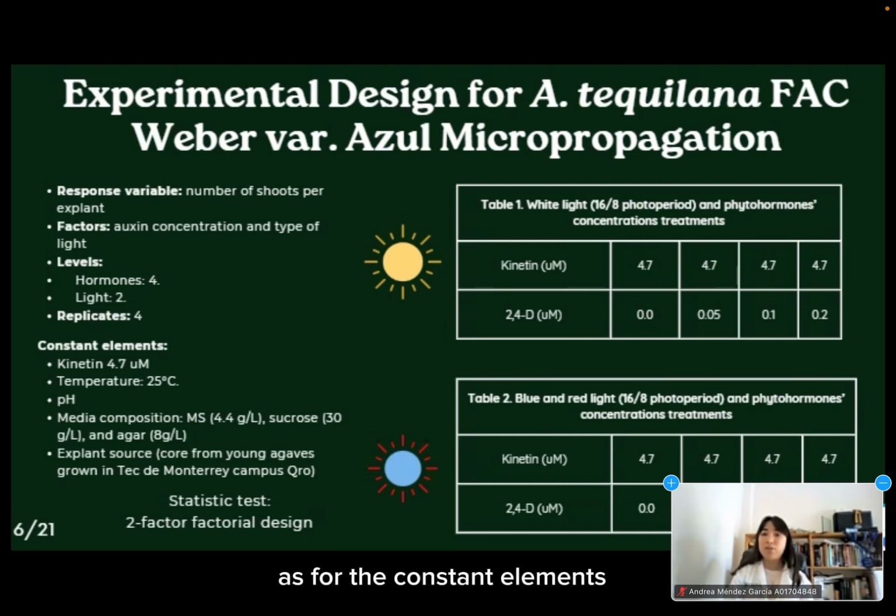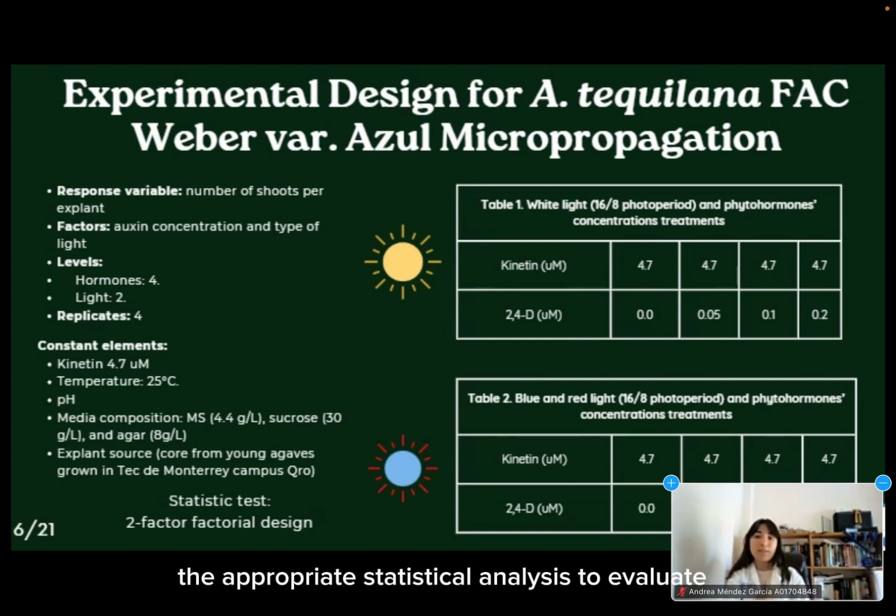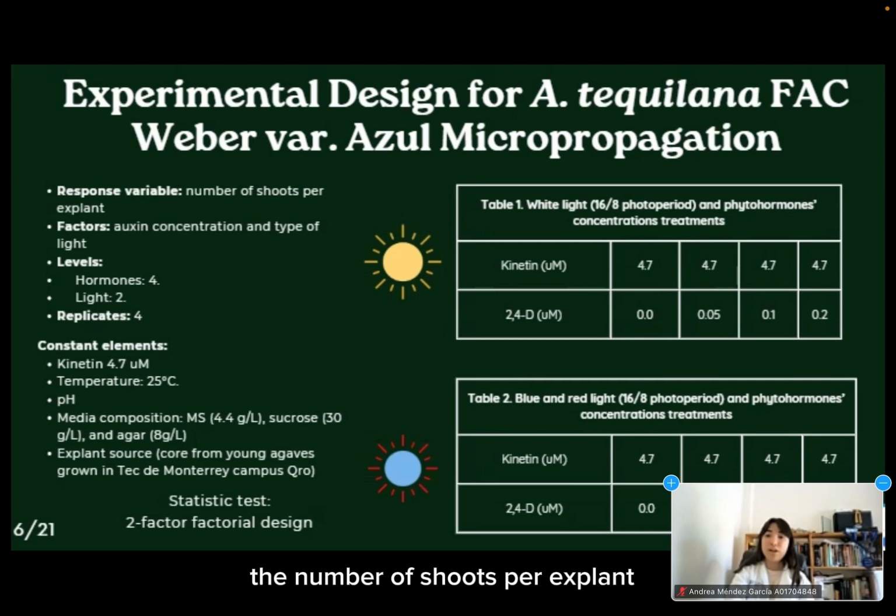As for the constant elements, they included a kinetin concentration of 4.7 micromolar, 25 degrees Celsius temperature, media composition, pH, and explant source. Overall, considering both factors and levels, the appropriate statistical analysis to evaluate the number of shoots per explant was a 2-factor factorial design.